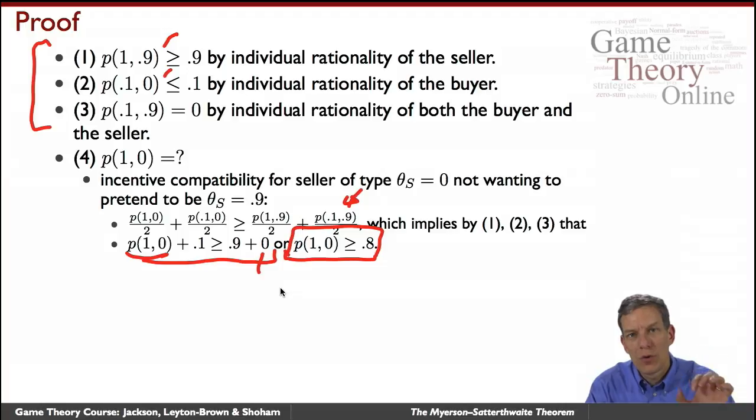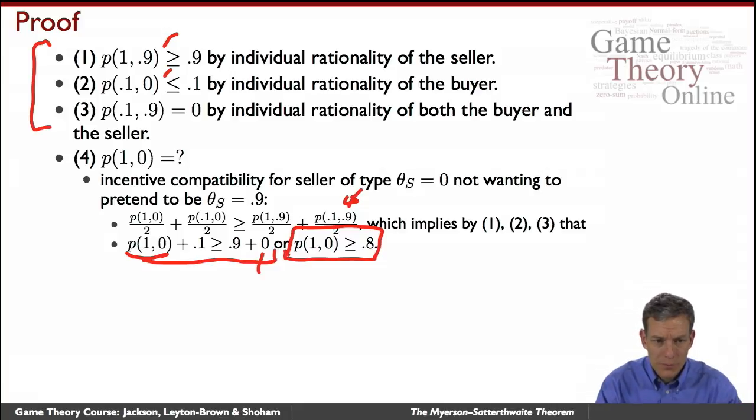Okay, so in order to make sure that the seller doesn't want to pretend they have the high value when they really have the low value, the price is going to have to be at least 0.8 when they have the low value and the buyer has the high value.